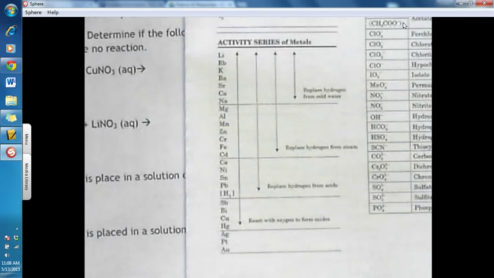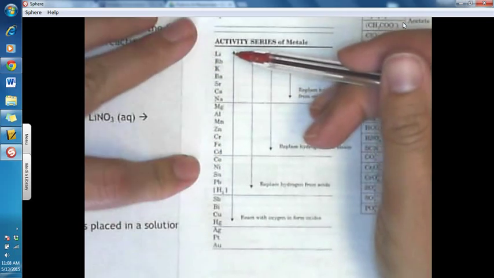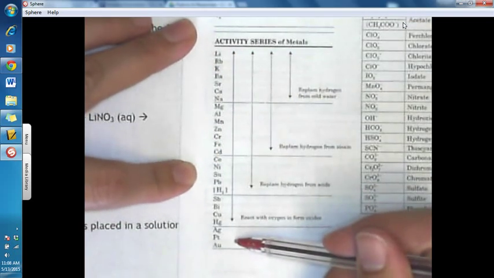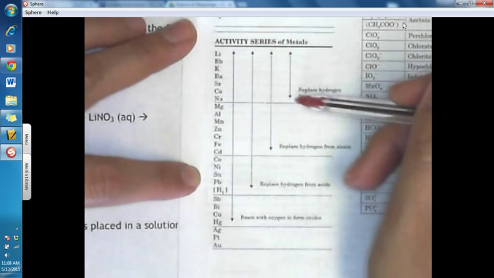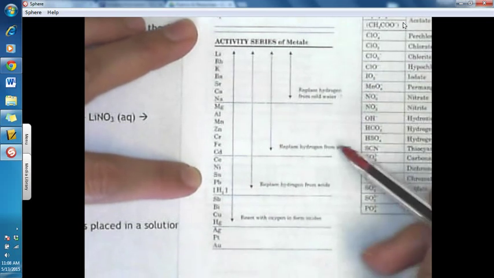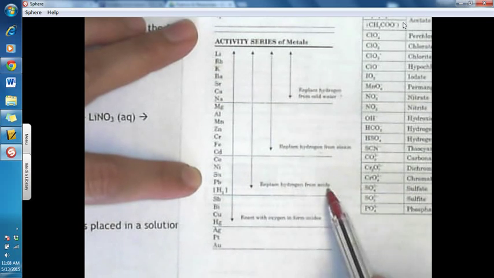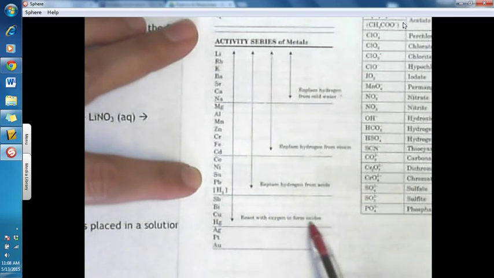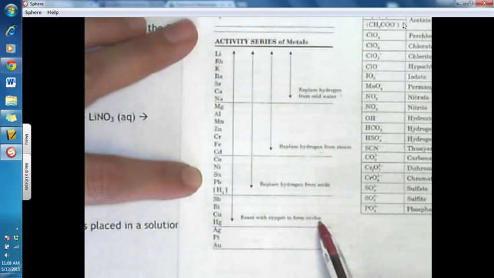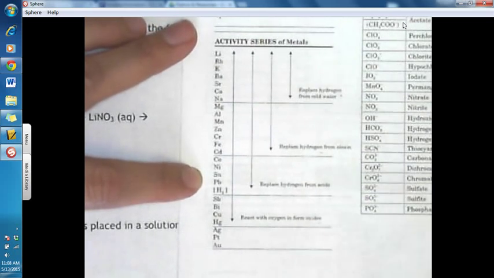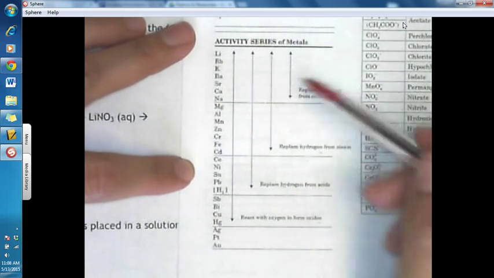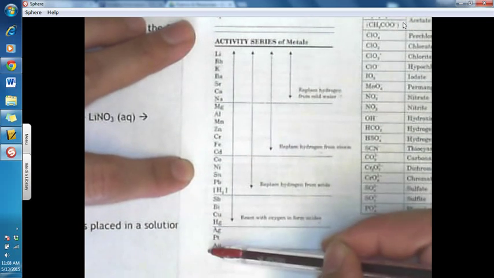Okay, on our Activity Series of the metals here, we have metals towards the top, and then we have metals at the bottom. These metals will replace hydrogen from cold water. These will replace hydrogen from steam. These will replace hydrogen from acids, and these react with oxygen to form oxides. Okay. What we're really concerned about is the hierarchy of metals.